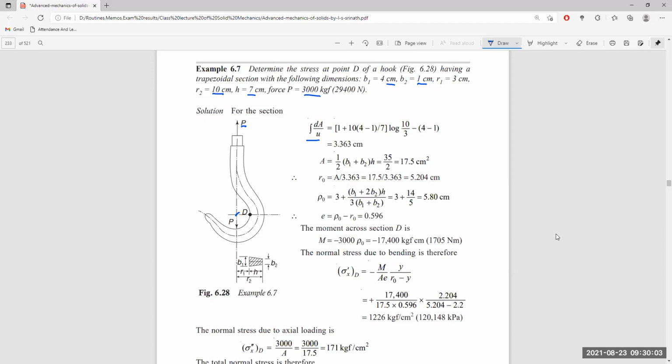Just 1 second. R2 by R1 is given as 10. R2 is equal to 10, and R1 is equal to 3. R2 is the distance of this fiber from the center of curvature, and R1 is the distance of this fiber from the center of curvature itself.